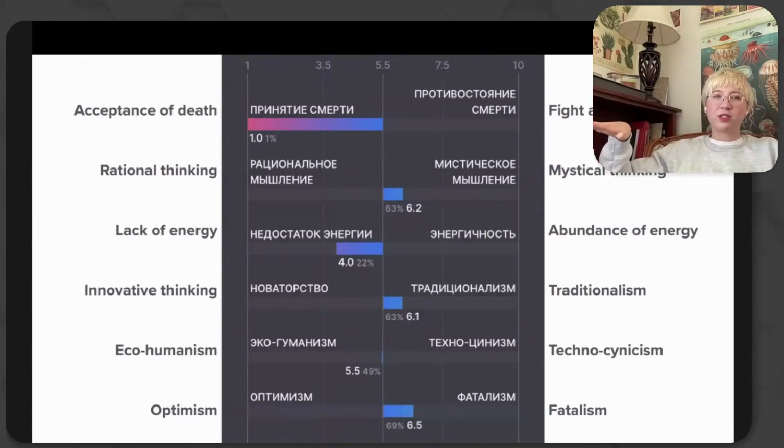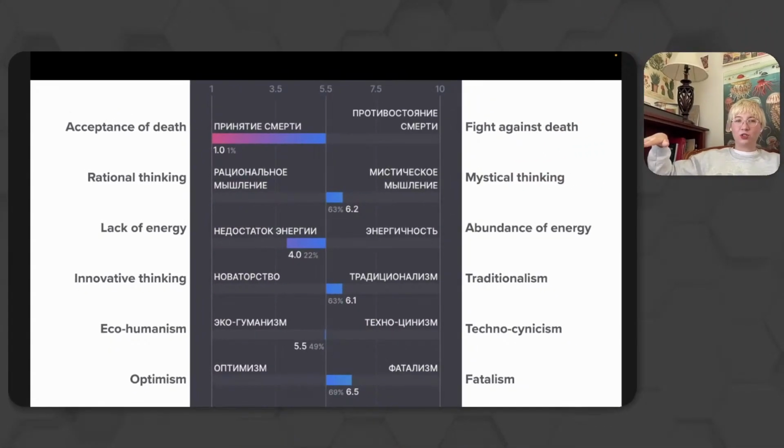People either tend to accept death or fight aging. They're either more rational thinking or mystical thinking. They either lack energy or they have an abundance of energy. That's a very interesting axis that we've seen. So we ask people a bunch of questions like, do you run your own experiment right now? Or, how much are you involved in your project? Do you feel energized? And we can see, for instance, that people who tend to fight aging are quite energetic, or not. Some of them are more innovative thinking, but some are more traditional thinking. We've seen an interesting measurement system, which is an eco-humanism kind of group, and on the other pole there are techno-cynicists.